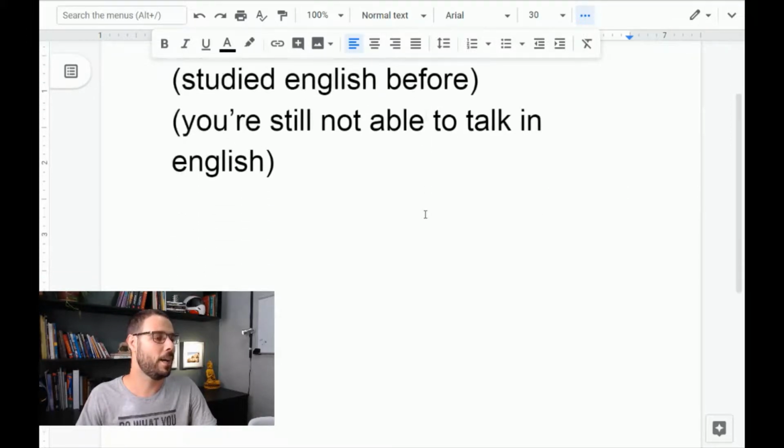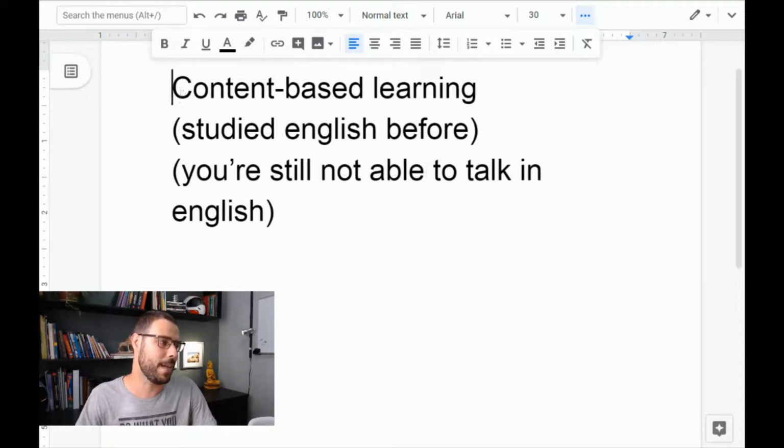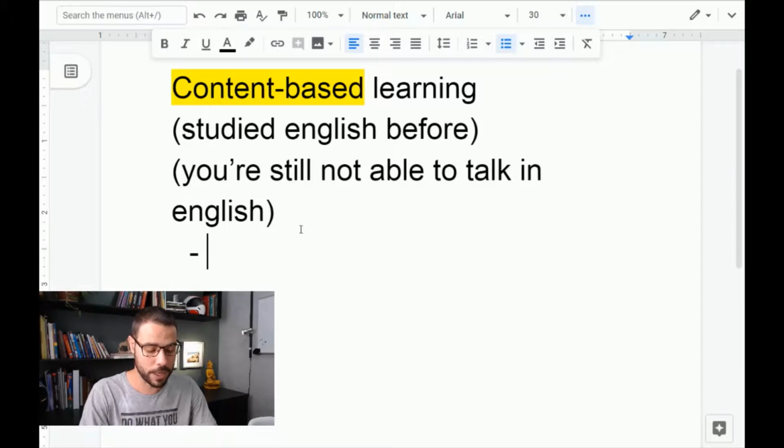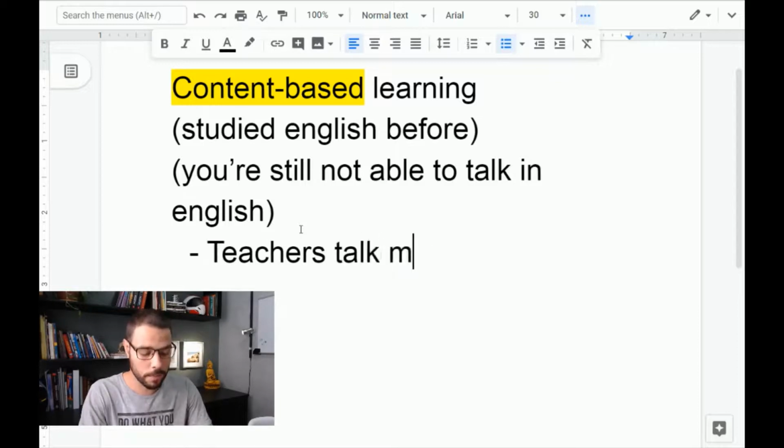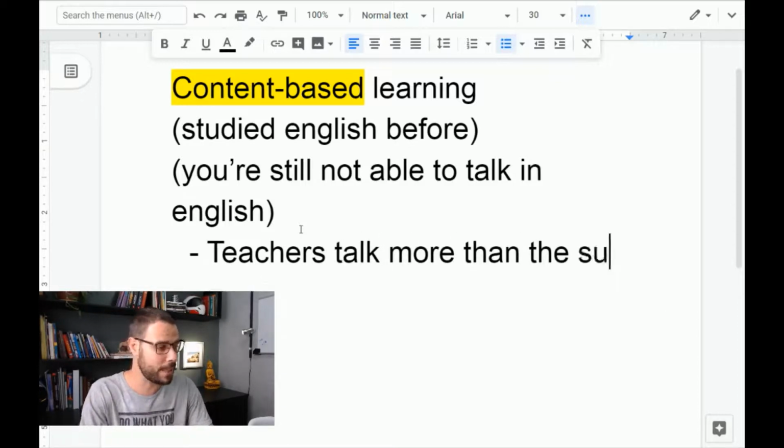You learned content-based English. And I will explain what content English or content-based English is. First of all, let me explain a few characteristics of this content-based approach. In this situation, usually provided by English schools, of course, the teachers talk more than the students because they actively have to teach stuff.